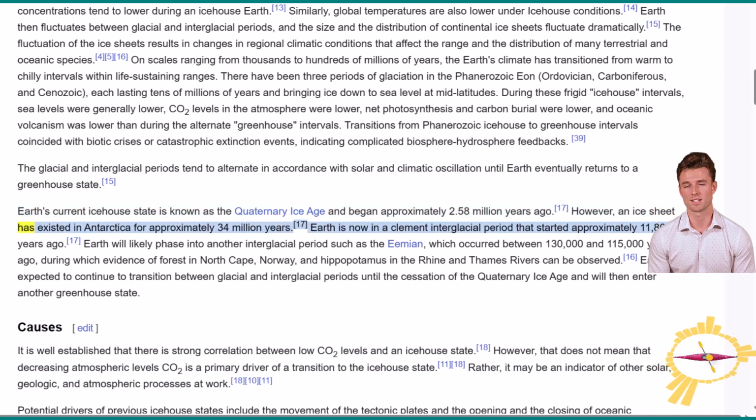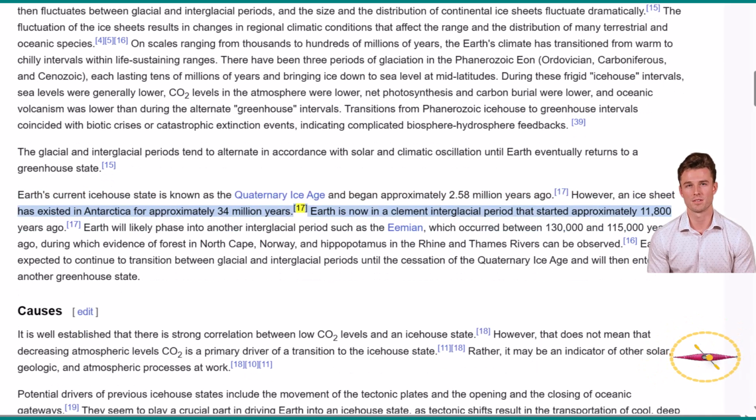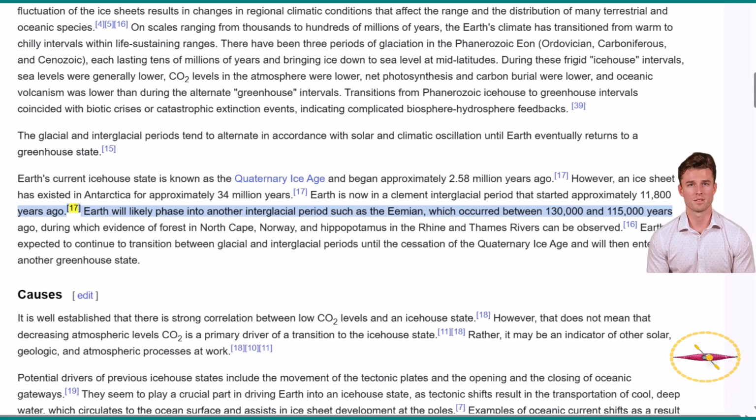However, an ice sheet has existed in Antarctica for approximately 34 million years. Earth is now in a clement interglacial period that started approximately 11,800 years ago. Earth will likely phase into another interglacial period such as the Eemian, which occurred between 130,000 and 115,000 years ago, during which evidence of forest in North Cape, Norway, and hippopotamus in the Rhine and Thames rivers can be observed.